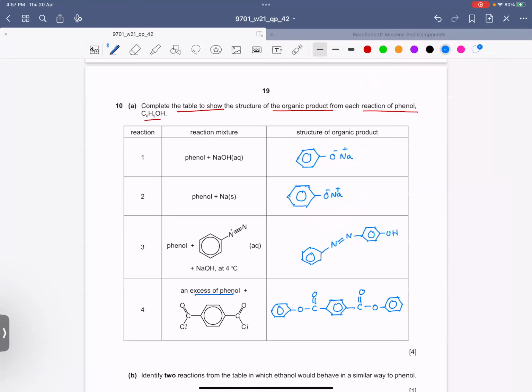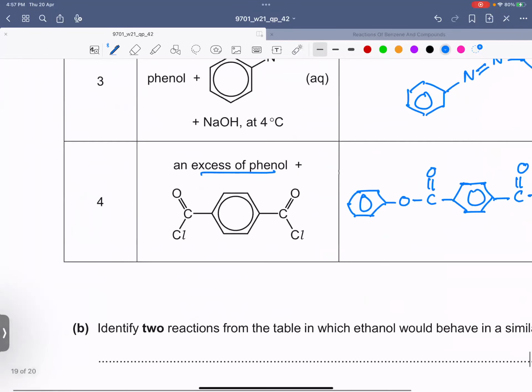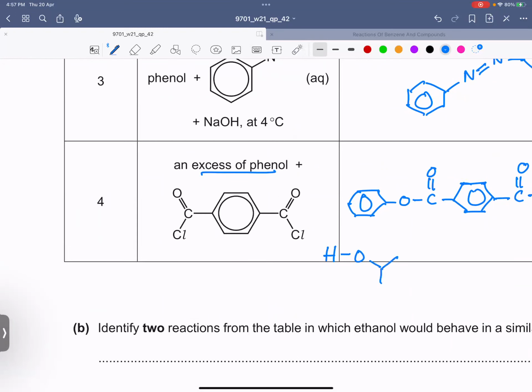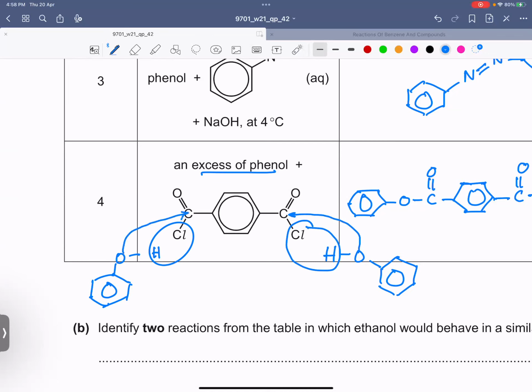Sir, please explain this again. Which one? The last one. Okay. It's a sort of polymerization, if you recall, or esterification. See, they said that excess of phenol is used. So we have one phenol over here, for example, and we have one phenol over here, for example. So what would happen? From here HCl is removed, and from here HCl is removed, and then this oxygen is going to bond with this carbon, and this oxygen is going to bond with this carbon. Is it clear now? Yes, sir. Thank you.